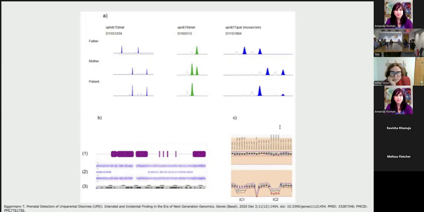Now, in families that are suspicious for uniparental disomy affecting the imprinted loci, you can use methylation studies. And that's depicted here in image C. An example would be for Beckwith-Wiedemann, where you test for both a gain of methylation in imprinting control region 1 and a loss of methylation. And that's demonstrated here where you have a gain of methylation, and then here you see a loss of methylation.